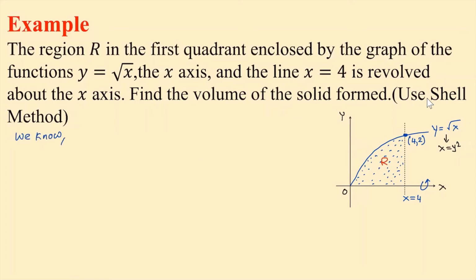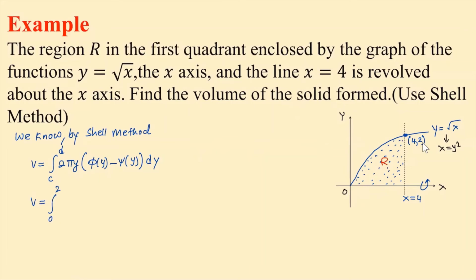We know by the cell method, volume is equal to, as we are integrating with respect to y, the integral from c through d of 2 pi y times phi of y minus psi of y, integrated with respect to y. In this case here, the lower limit for y is 0 and the upper limit is 2. So we are integrating from 0 through 2 of 2 pi y.